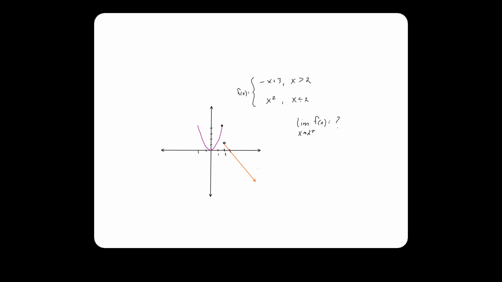Okay, now that we have the definition for the right-handed limit of a function, let's go over an example. Say we were given the following piecewise function. For values of x that are greater than 2, negative x plus 3 governs it. And for values of x that are less than or equal to 2, x squared governs it.